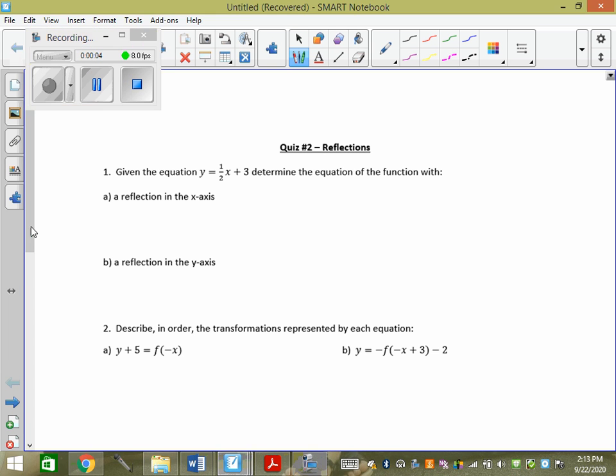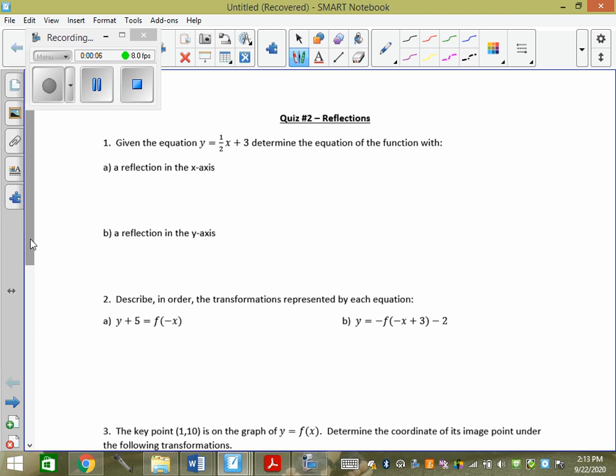All right. So the first one says, given the equation y equals 1/2 x plus 3, I'm expecting A to be wrong by most of you. Just saying. And I would star A, and I hope you're not wrong. That would be super awesome if you're not. But it's the number one where people make mistakes, especially because we're just kind of getting into putting them all together. So determine the equation of the function with a reflection in the x-axis.